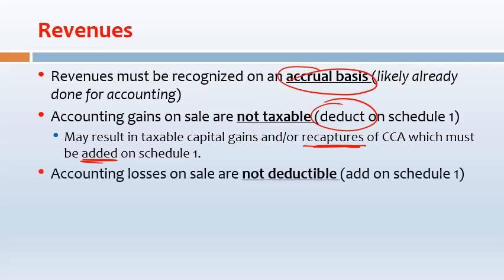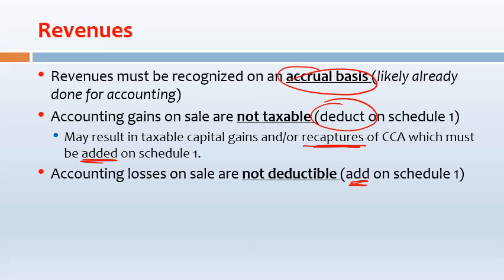Now, accounting losses on the sale of assets are not actually deductible for tax purposes. So what you have to do, if they have been deducted for accounting purposes, is add them back on the schedule. This isn't a problem. It comes up quite frequently. You guys should be on the lookout for losses and gains on the disposition of these assets.